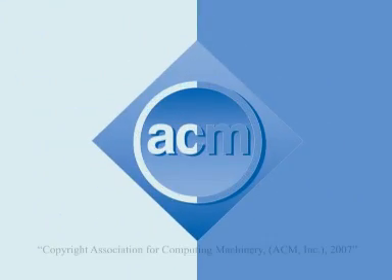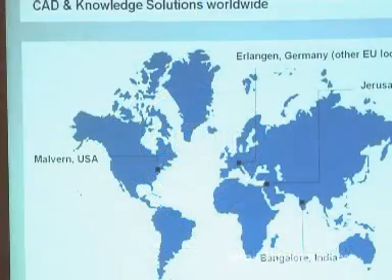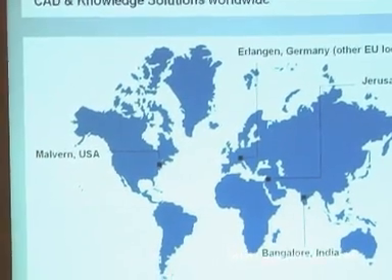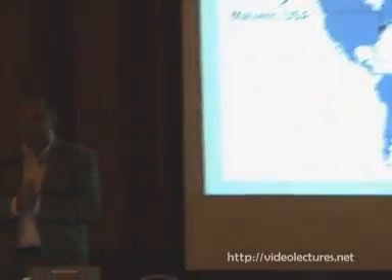So let me just tell you a little bit about my group. I'm the head of the Knowledge Solutions group, CAD and Knowledge Solutions. We have over 200 people worldwide. Our headquarters are in Malvern, Pennsylvania. Of course, we have some people in Europe. We have a large software team of about 100 people in India and people in Israel as well.